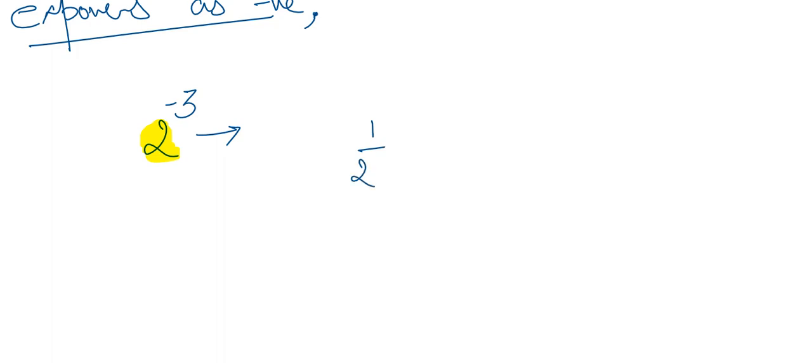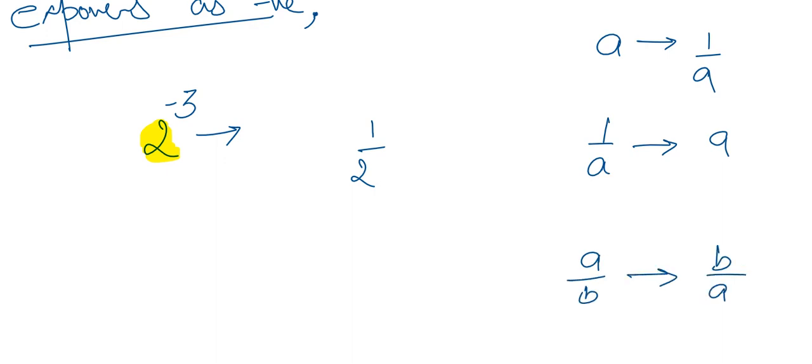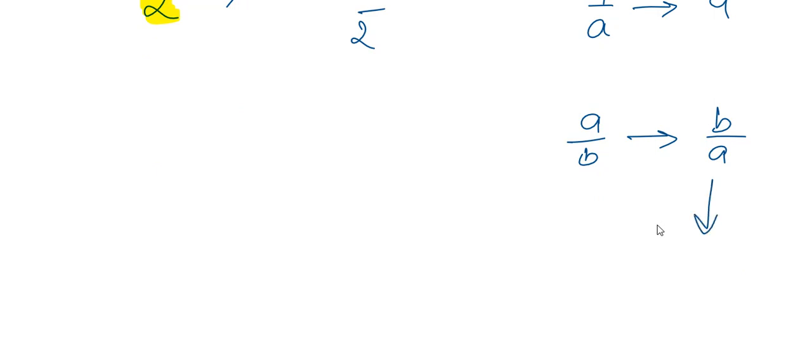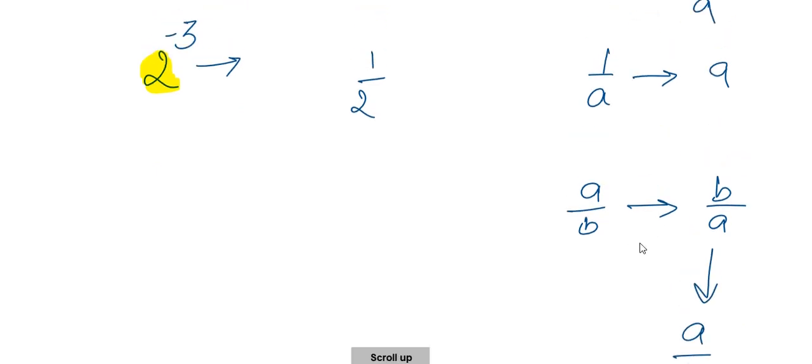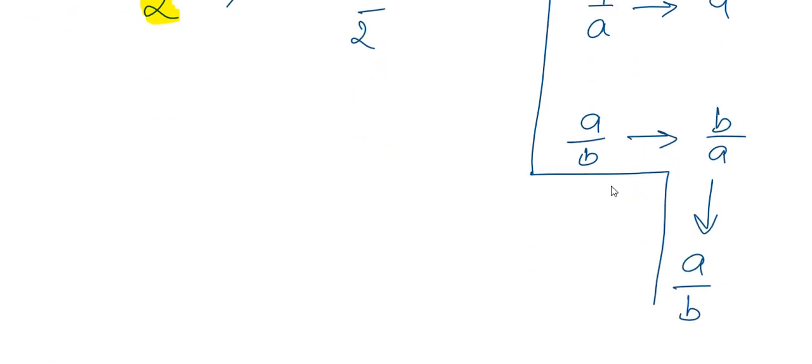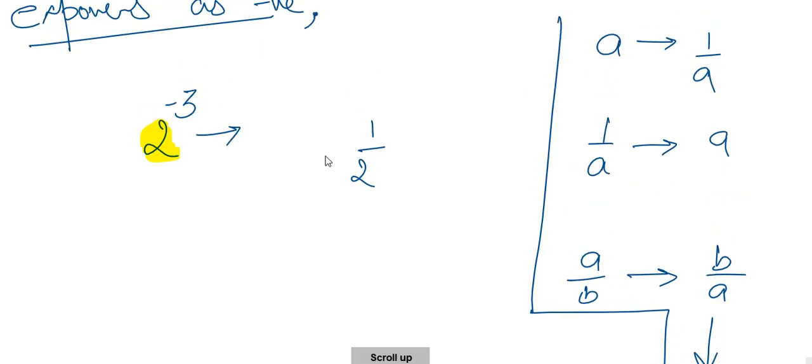Reciprocal of A is 1 by A. Reciprocal of 1 by A is A only. Similarly, if I have A by B, the reciprocal gives me B by A, and if I reciprocate further, it gives me A by B only. So it is a general thumb rule for reciprocation, which you might have learned in your earlier classes. The negative sign signifies that I have to first reciprocate, then assign my exponent, which is 3 only.